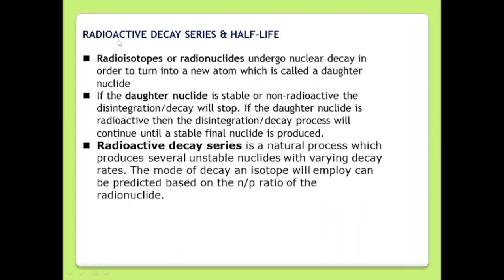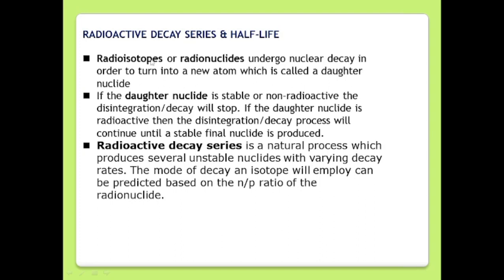So, we are now here in radioactive decay series and half-life. So, let us define first the terms that we need to remember in this topic. So, we have what we call radioisotopes or radionuclides. So, this undergo nuclear decay in order to turn into a new atom, which is called a daughter nuclide.